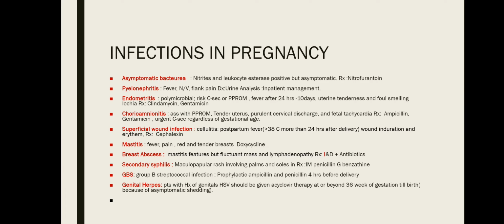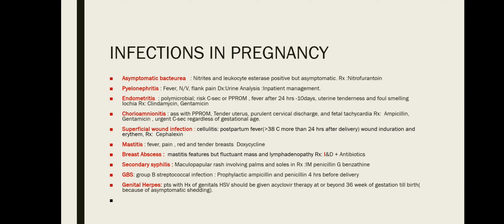If the mom has a history of genital herpes, then we will give acyclovir therapy at or beyond 36 weeks of gestation till birth. Even if the mother is completely asymptomatic at the moment, she doesn't have any symptoms of herpes, no current lesions, but still we give acyclovir because she could be shedding asymptomatically, so we give acyclovir prophylactically.